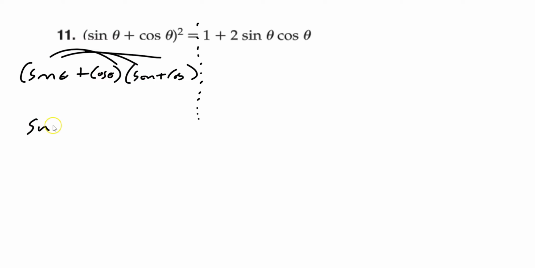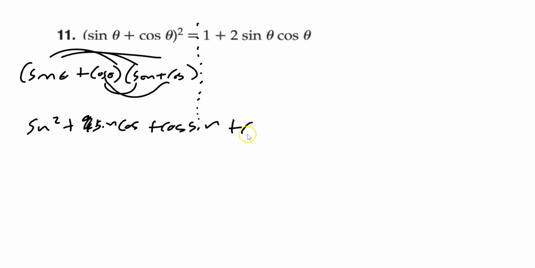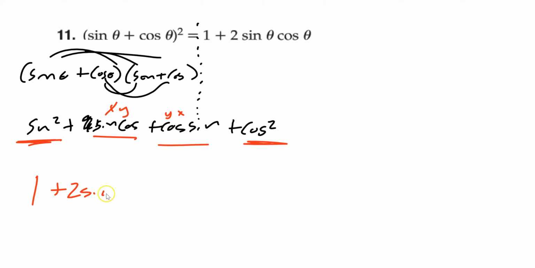Distribute: sine squared plus sine cosine plus cosine sine plus cosine squared. So let's look at this. Right here I have sine squared and I have cosine squared. Sine squared plus cosine squared, 1. Right here I have sine cosine plus cosine sine. It doesn't matter which one goes first. They're the same thing. Right? Sine cosine and cosine sine are just 2 things being multiplied. It's like saying x, y, or y, x. Doesn't matter. So you get 2 sine cosine. Hey, and they match.